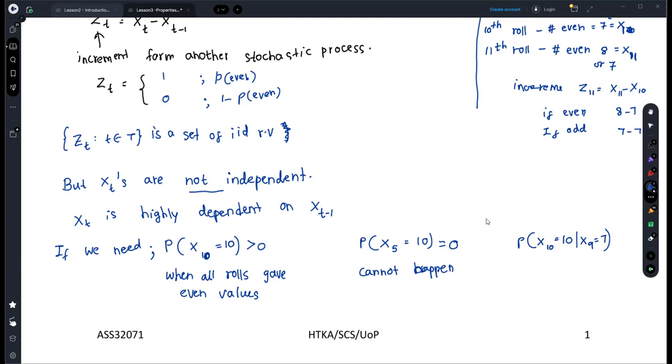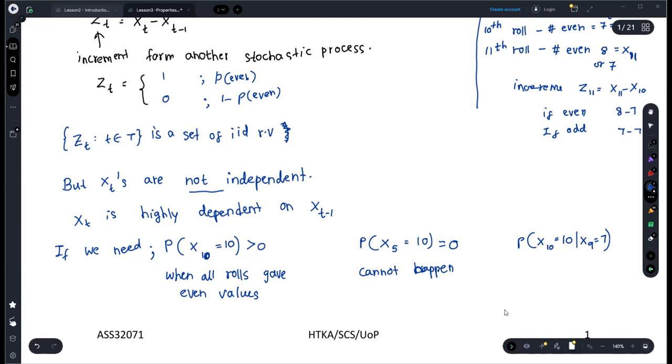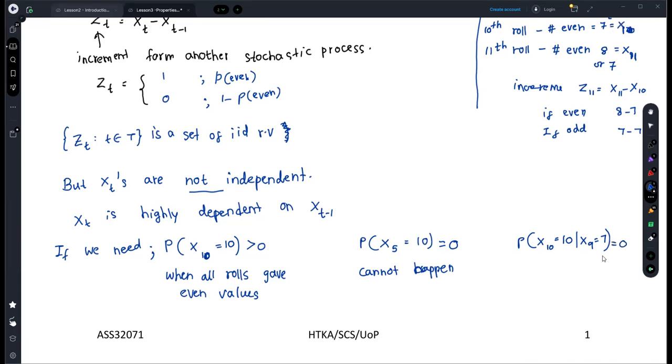10th roll, the number of evens is 10, but up to the 9th, you have got 7 evens. So can you jump up to 10 in the next roll? No, right? Because the increments are either 1 or 0. So if you have x9 equals 7, the possibility for x10 will be either remain at 7, when you get an odd, or x10 can be 8 if you got an even. So the only possibility for x10 given x9 equals 7 is either 7 or 8. So this is also not possible. That probability is 0, right?